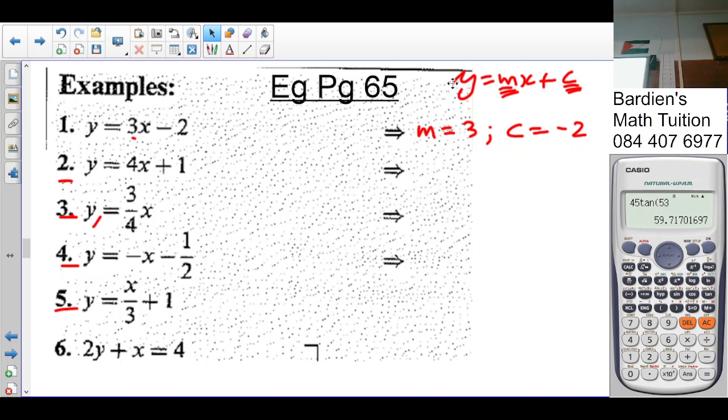Alright, you guys finished? Do you ever see just m equals? You always have a c.